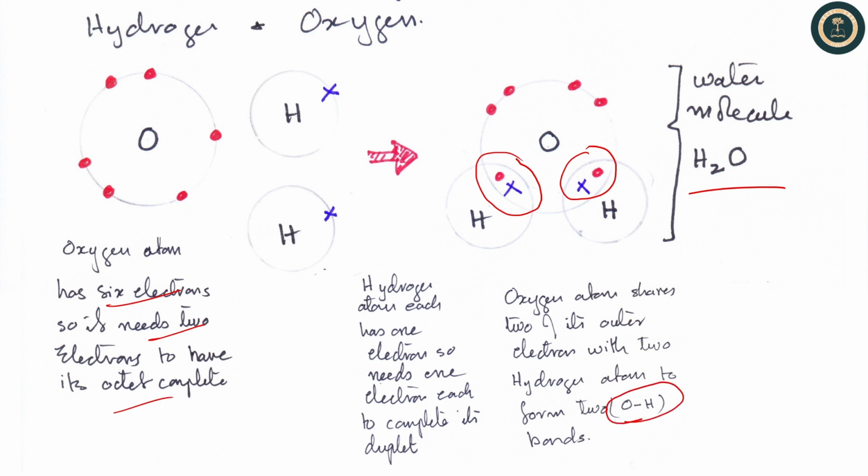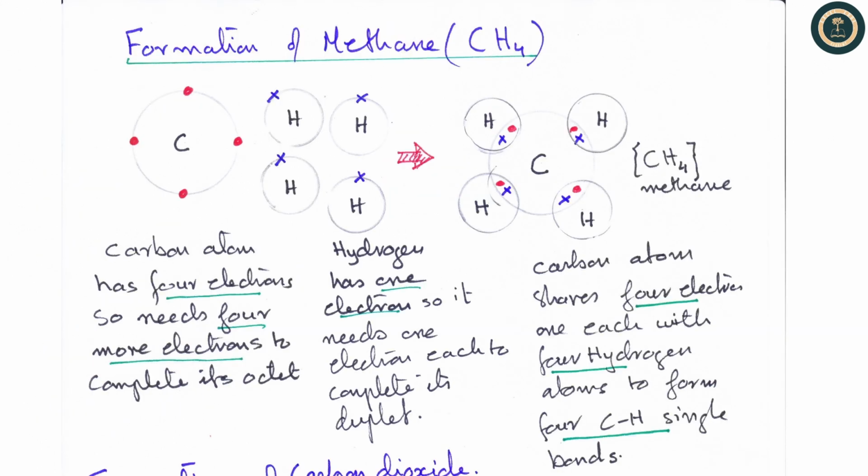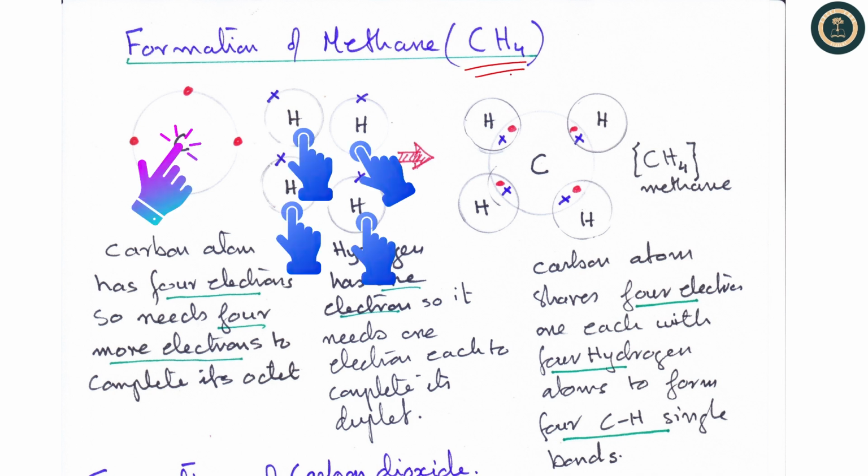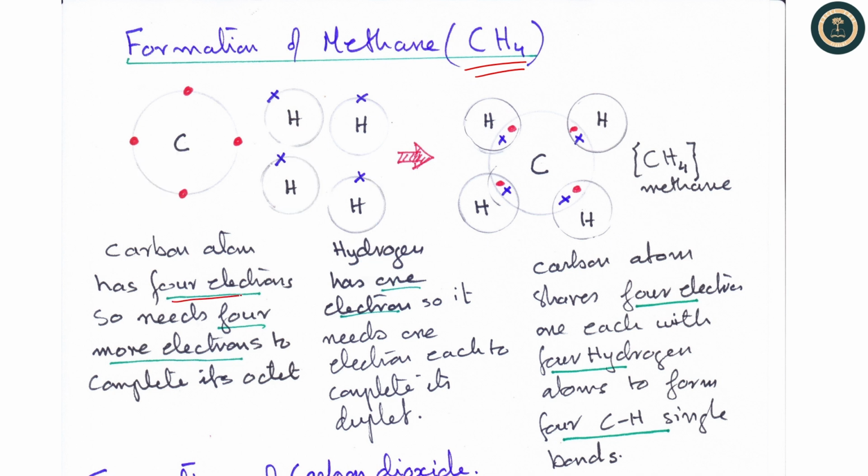Now we come to another example, that is formation of methane. As you can see in the formula, it says CH4, which means 1 carbon atom and 4 hydrogen atoms. Carbon atom has 4 electrons, so it needs 4 more electrons to complete its octet. Hydrogen has 1 electron, so it needs 1 electron each to complete its duplet. Now, on the right side, I have drawn the structure formula of methane. Carbon atom shares 4 electrons, 1 each with 4 hydrogen atoms, to form 4 C-H single bonds. So, this was the formation of methane.